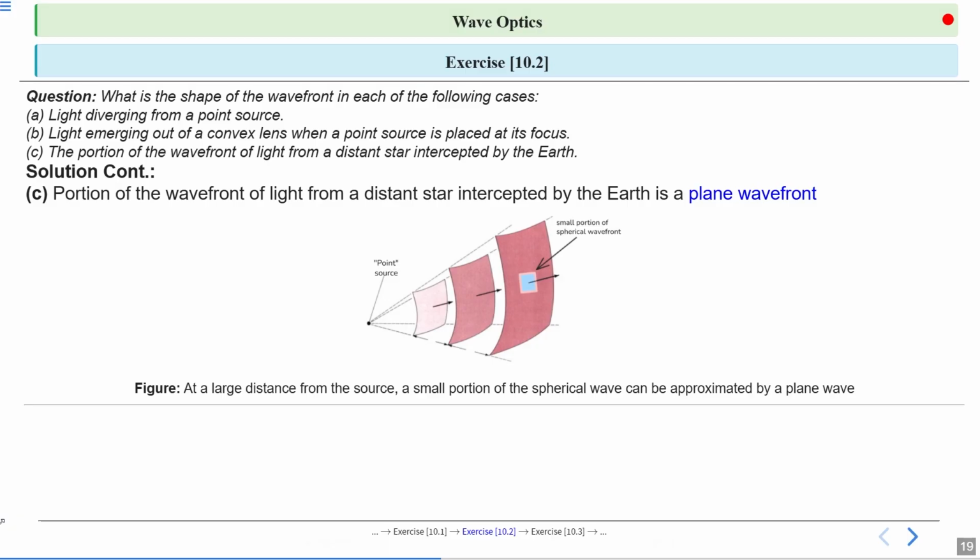Notice the diagram illustrating this concept, where a small portion of a spherical wavefront is approximated as a plane wavefront. This simplification helps us understand how light behaves over vast distances.